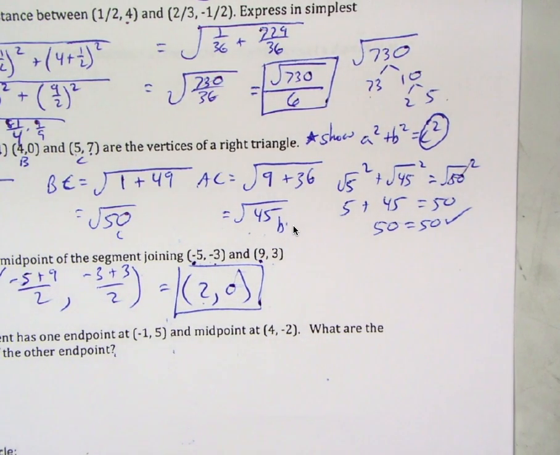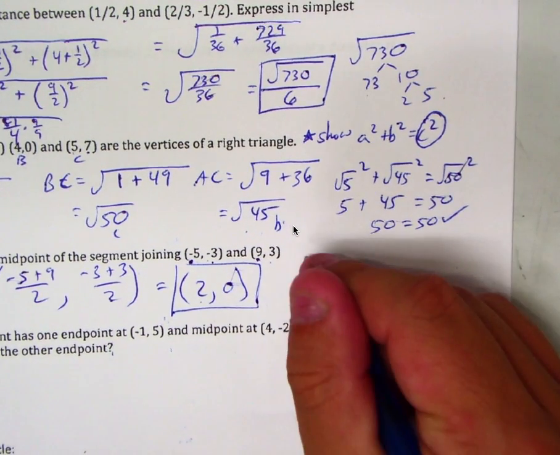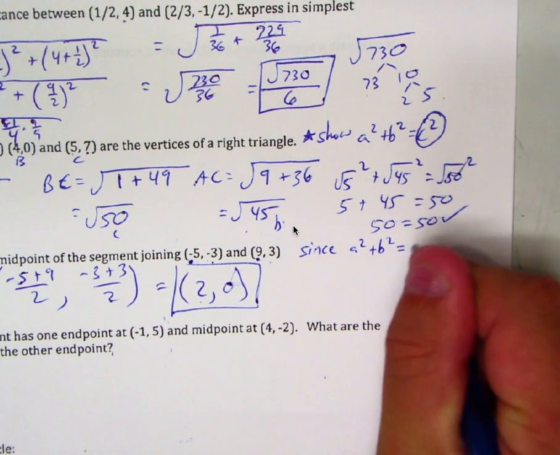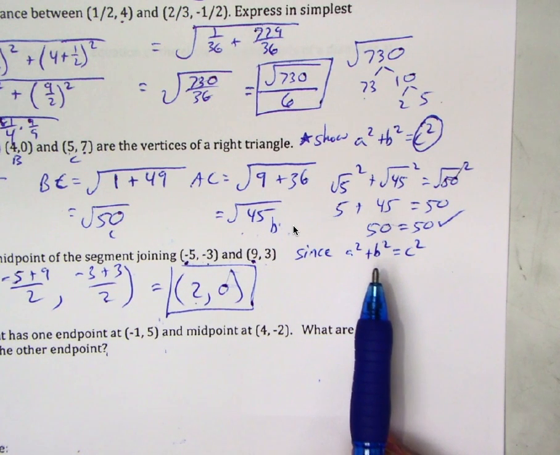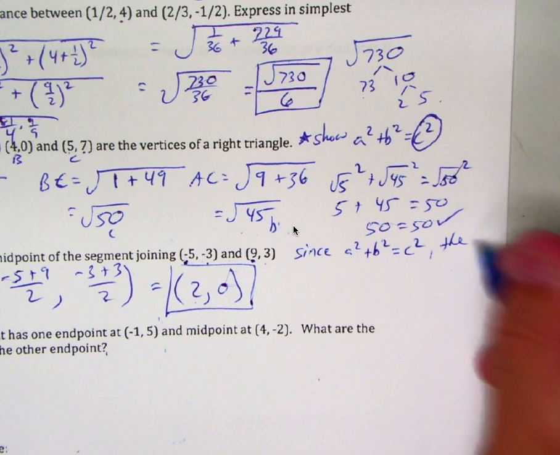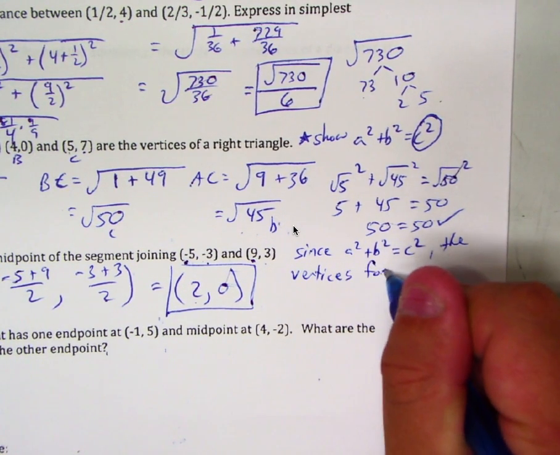Now, you don't just move on. You don't drop your pen and move on to the next problem. You have to write a little statement showing what you just found. Explain your work. Why is what you did enough to verify this? And so here's a little statement you can make. Since a squared plus b squared does equal c squared, because that's what we just showed, since a squared plus b squared does equal c squared, the vertices form a right triangle.